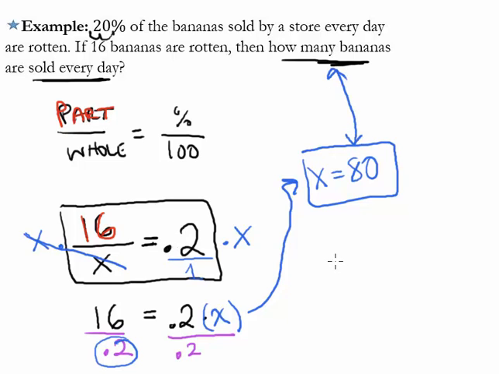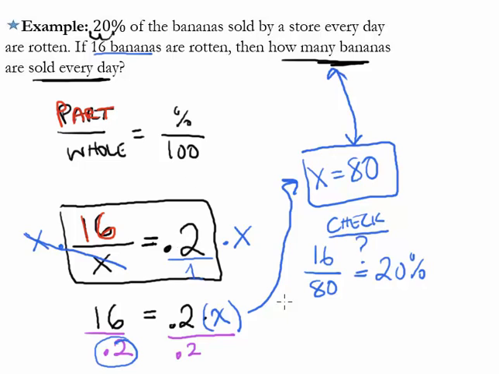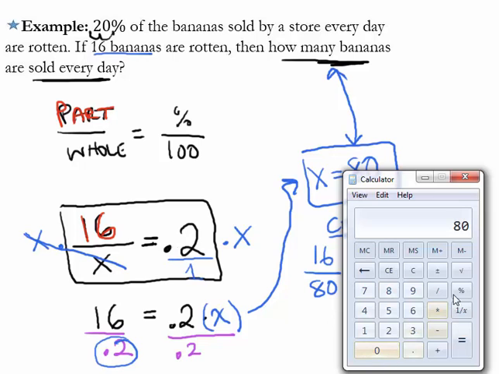Now, does this answer make sense? If 16 out of those 80 are rotten, we're saying 16 out of 80, does that equal 20%? That's the question. So if we wanted to check our work, we do all this nice math here, we get a number, and we want to check it. Does it make sense within the context of the question? We can do it really easily. Let's type in on our calculator 16 divided by 80.